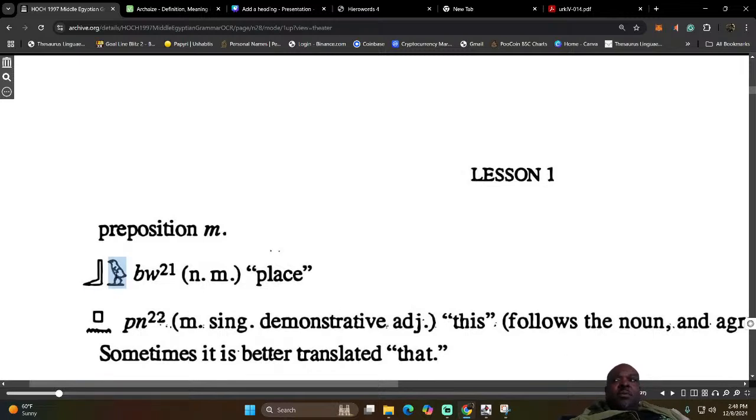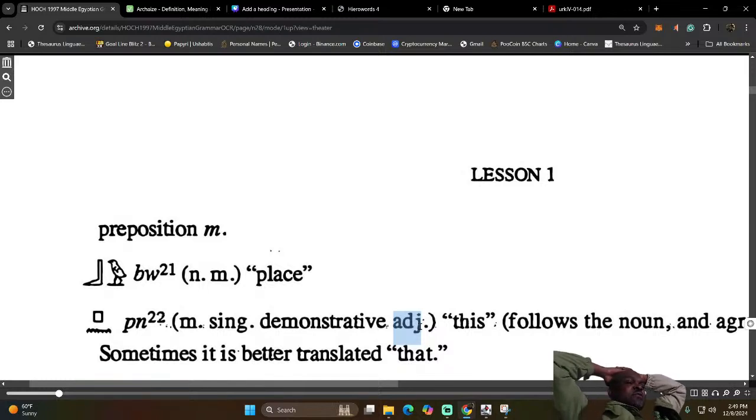This is Boo. Boo is a place. See, if you've been practicing, you know that's a B and that's a W. That's pen. It is a masculine singular demonstrative adjective. What does that mean? It means this. So if it's masculine, it's masculine. If it's singular, it's only one. If it's demonstrative, it means to demonstrate something. And if it's an adjective, obviously, it's describing something as well. A person, place, or a thing.